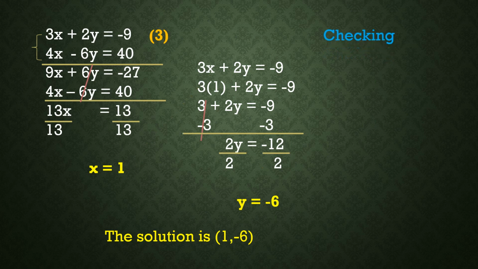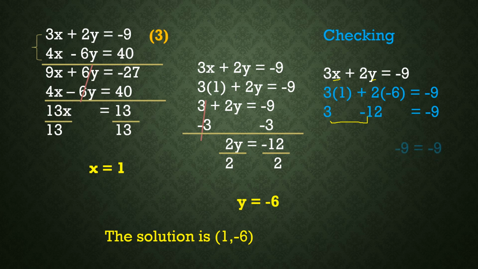For the checking, 3x plus 2y equals negative 9, you have to replace x by 1 and y by negative 6. That will be 3 times 1 plus 2 times negative 6 equals negative 9. 3 times 1 is 3. 2 times negative 6 is negative 12 equals negative 9. 3 minus 12 is negative 9 equals negative 9.